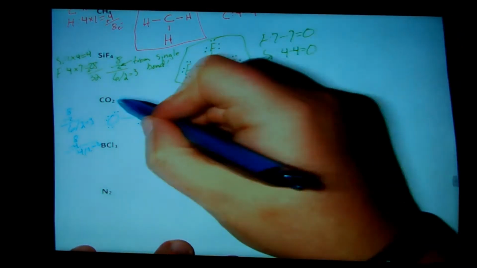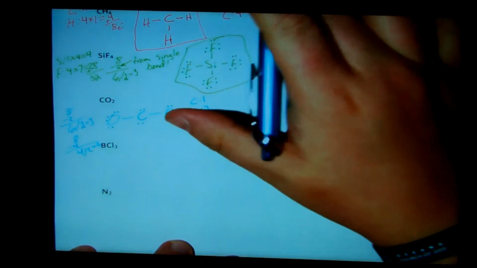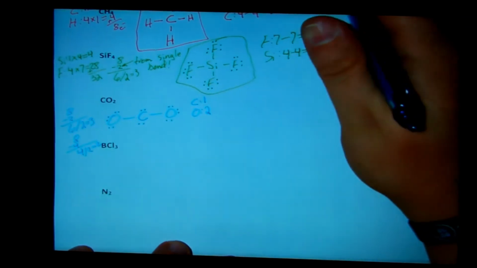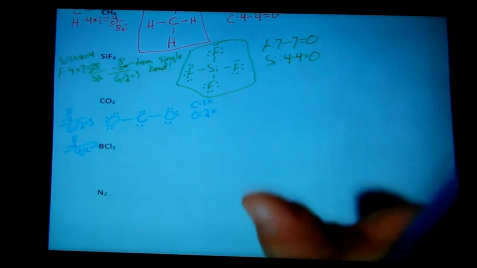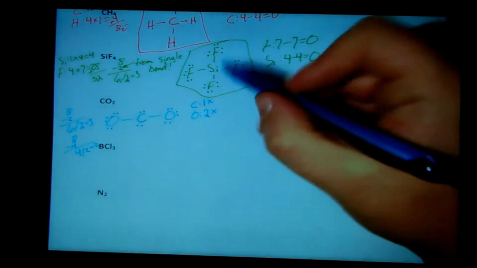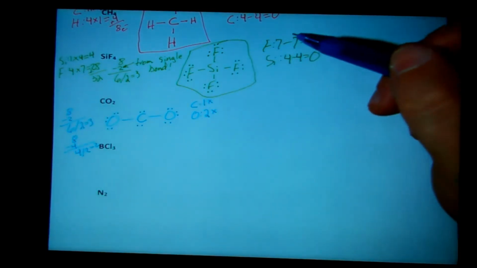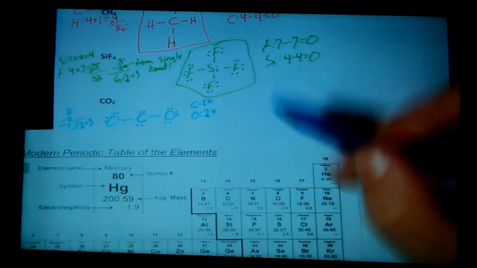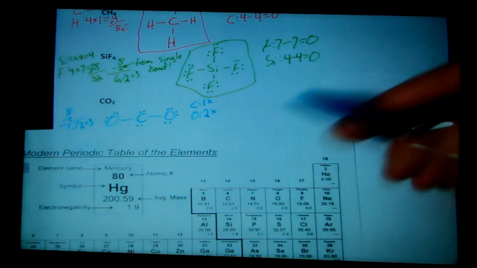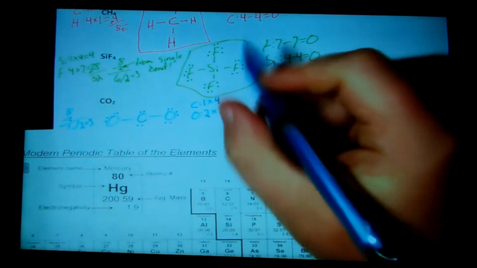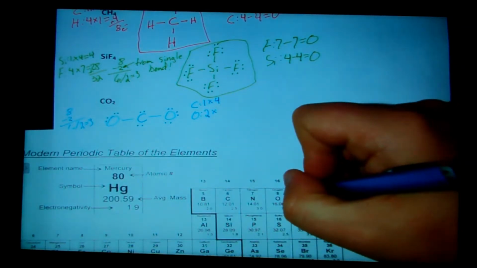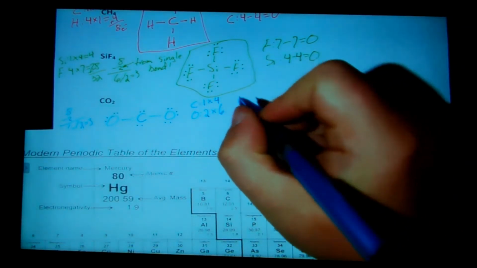And then there's a 2 next to the oxygen which gives me the 2 oxygens. Now in this, what we're going to look at doing is the valence electrons off the periodic table. Now the periodic table comes into play. So how many valence electrons for my carbon? It's in the 14th column, so that means it has 4 valence electrons. Oxygen is in the 16th column, so that means it has 6 valence electrons.